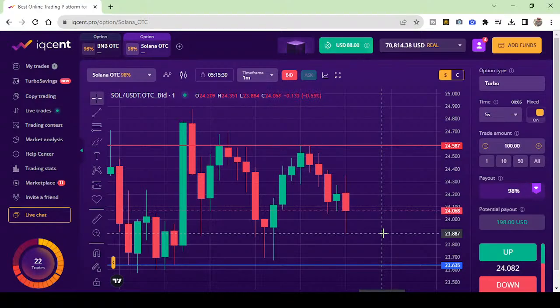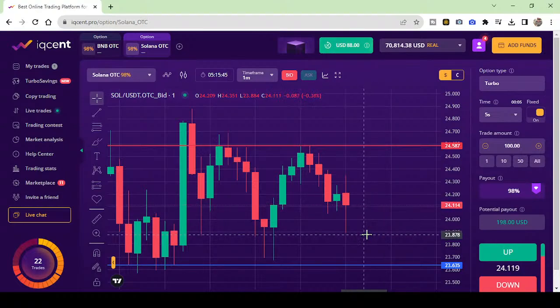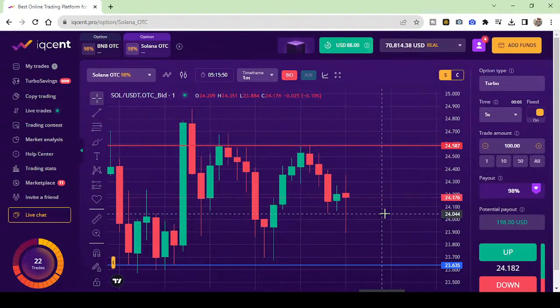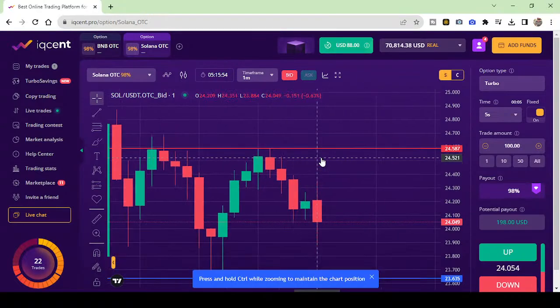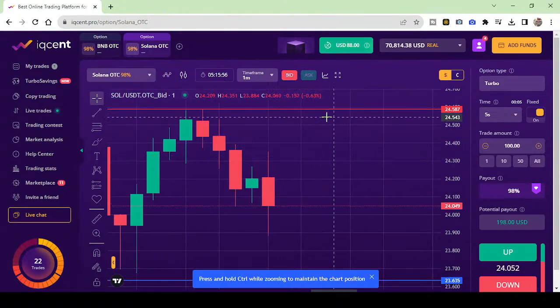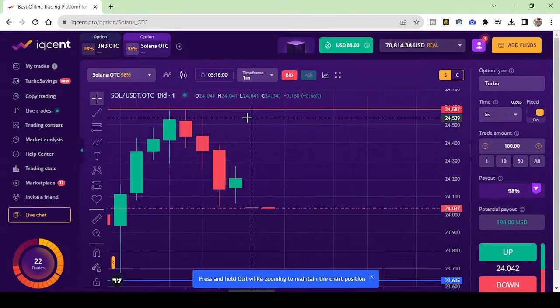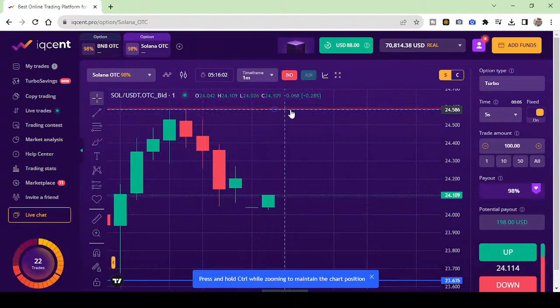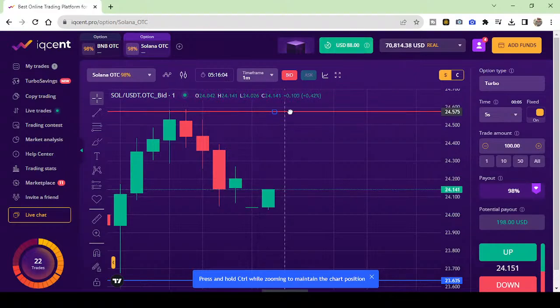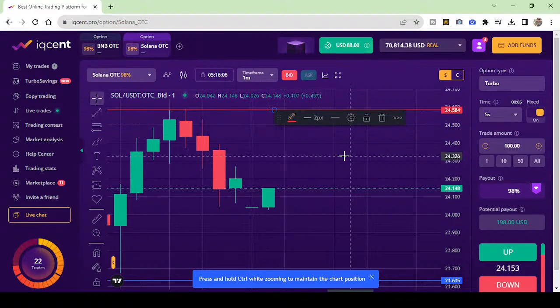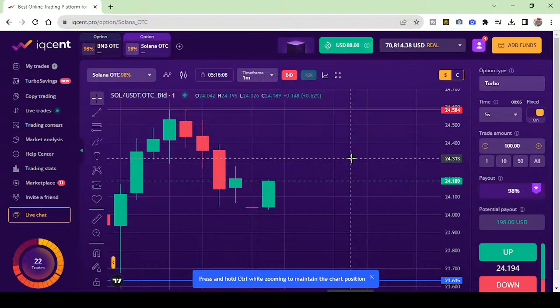Now let's see. I'll zoom in to see if the line we have at top is good. I think I'll move it just a little bit down. Let's see. Take it there, around there. I did move it down to 24.584.